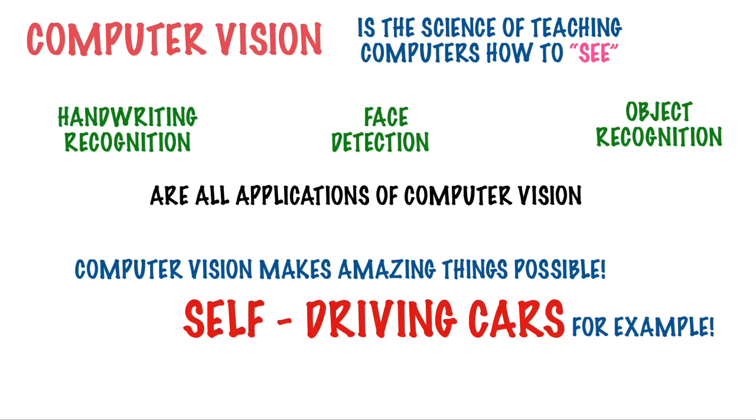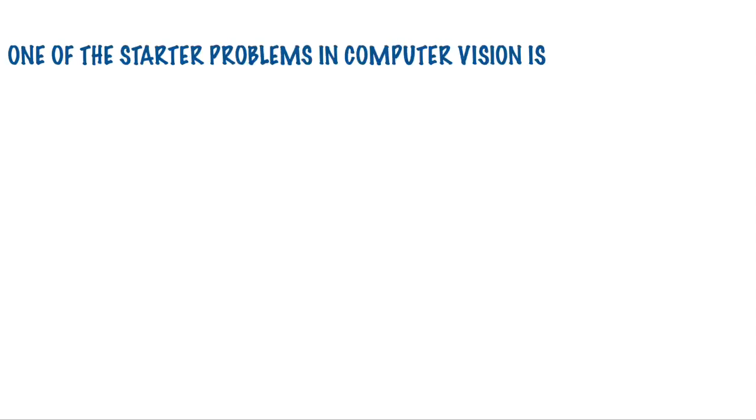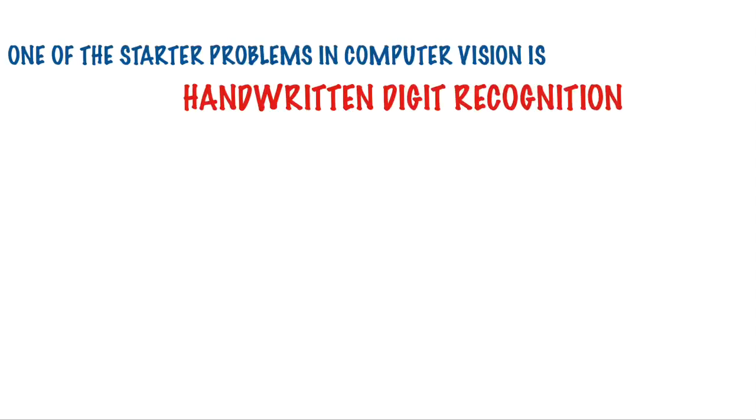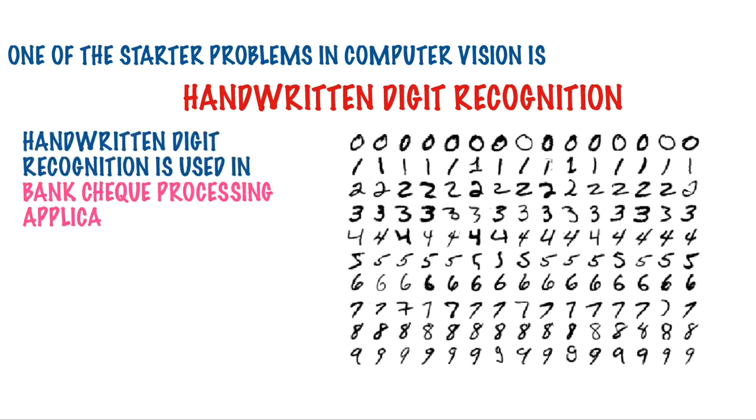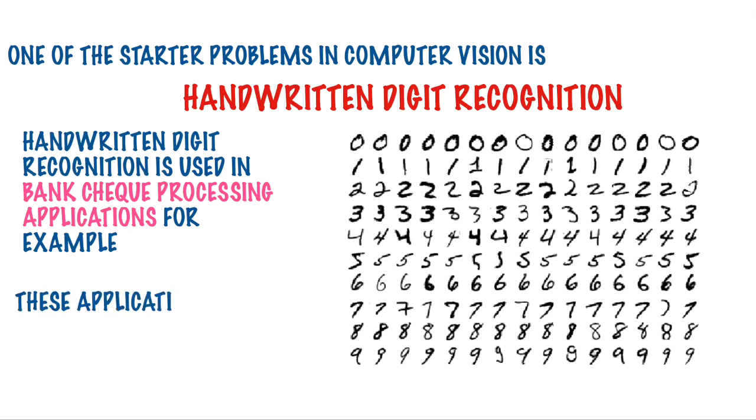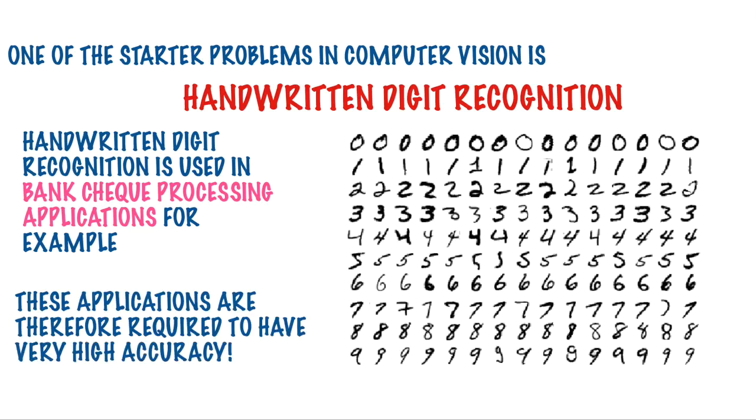So as you can see, there are a lot of interesting problems that come under the umbrella of computer vision. Some are very difficult to solve. There are no known solutions yet, and some have been solved. One of the starter problems that most people start with in computer vision is handwritten digit recognition. The idea is that you have a bunch of handwritten digits, the digits can be between 0 to 9, and you need to identify which digit it is.